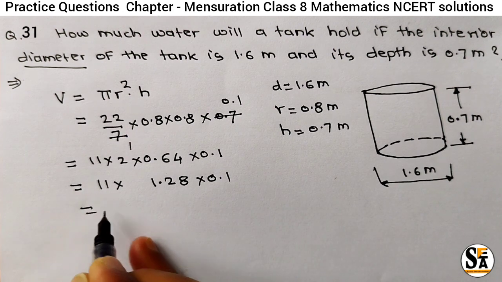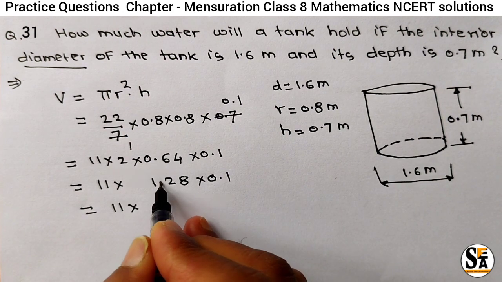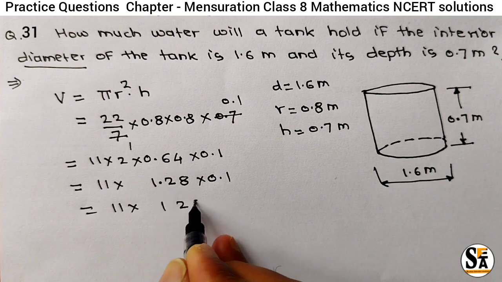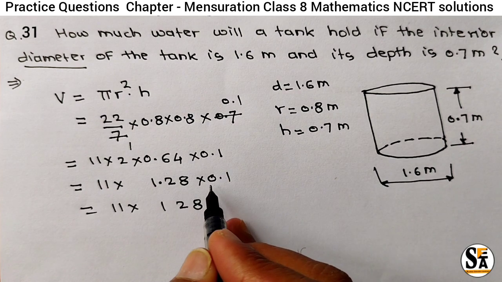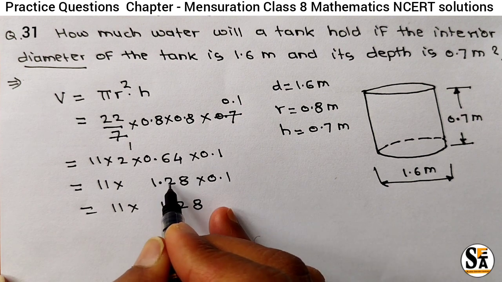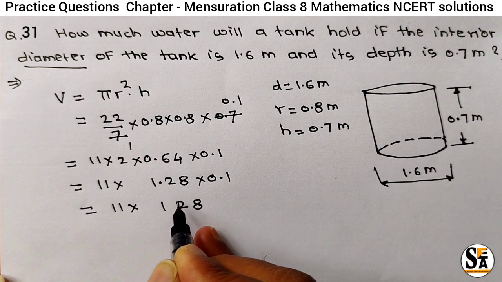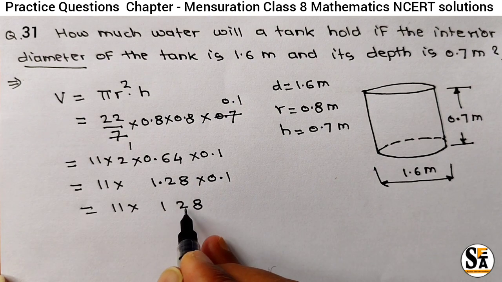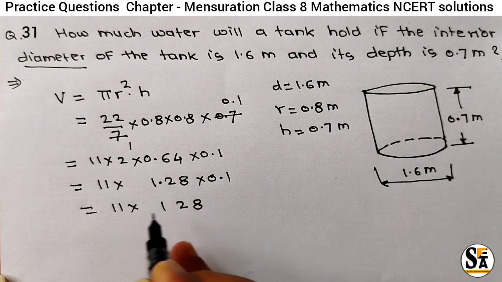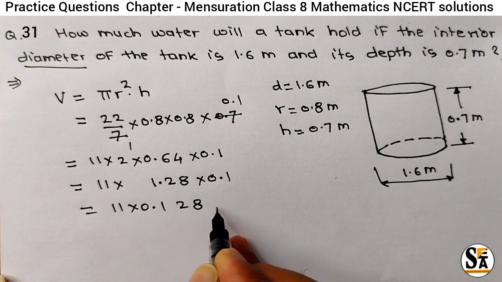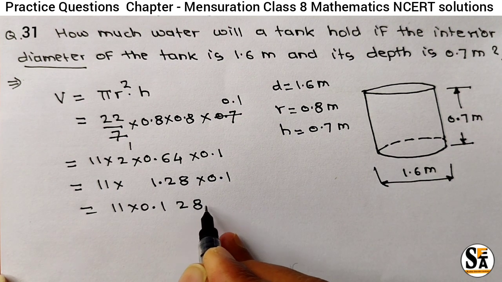In the next step, 11 into multiplication of 1.28 into 0.1, so the value will be 128 only, but see here how to place the decimal point. There are 2 digits after the decimal point, this 2 and this 1, which means 3 digits are there after the decimal point. So in the multiplication result, we must put 3 digits after the decimal point. So 0.12128, that will be the result.